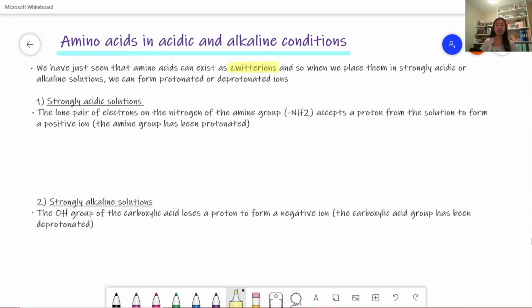When we put amino acids into strongly acidic solutions, the lone pair of electrons on the nitrogen of this amine group accepts a proton from the solution to form a positive ion. And so we say that the amine group has been protonated, and so the whole amino acid has been protonated. So originally we have an amino acid that looks like this. So we have NH2, and then a carbon, an R group depending on what amino acid it is, and a hydrogen, and also a carbon double bond O and OH. So this is our amino acid.